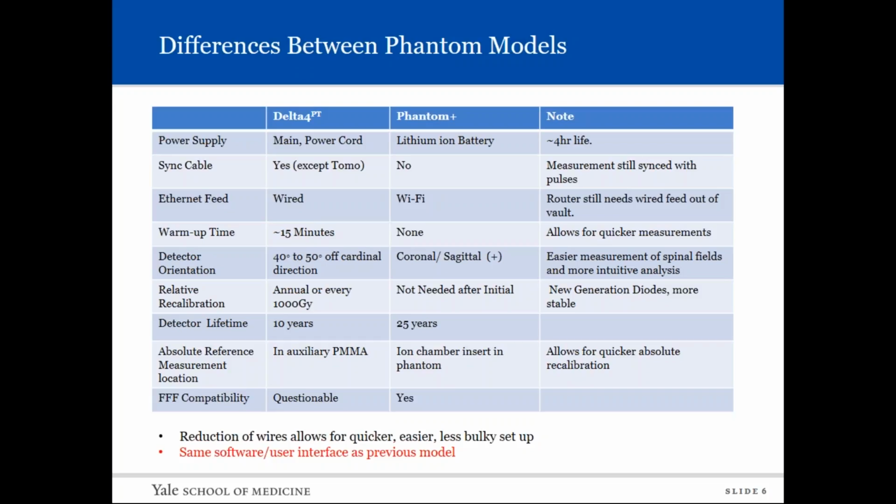The orientation of the detectors has also changed. Previously, they were X-shaped, either 40 to 50 cms from the cardinal directions. Now they are aligned in the cardinal directions and form a plus shape and give the Phantom its new name. One of the reasons for changing this was to allow for easier measurements of spinal fields. But in our clinic, it's had the added benefit of it's just a lot easier to understand the dose distributions in these 2 planes instead of a rotated plane.